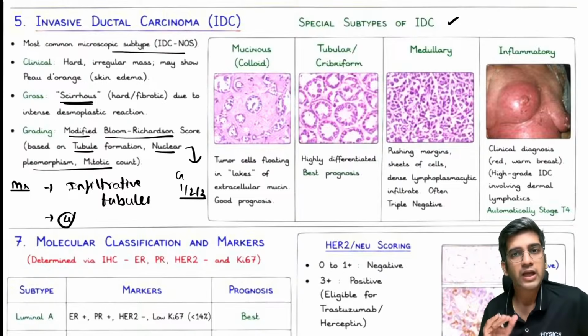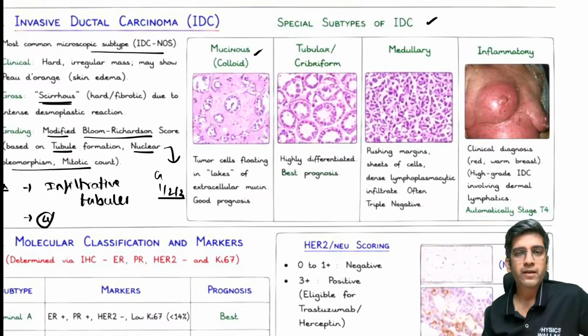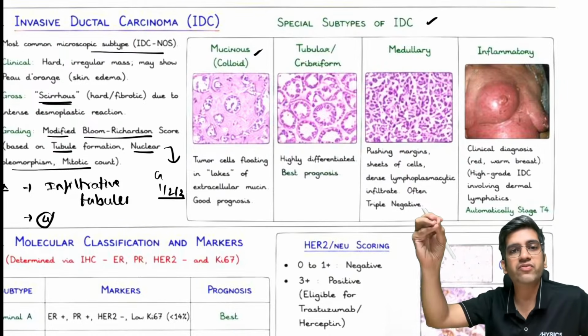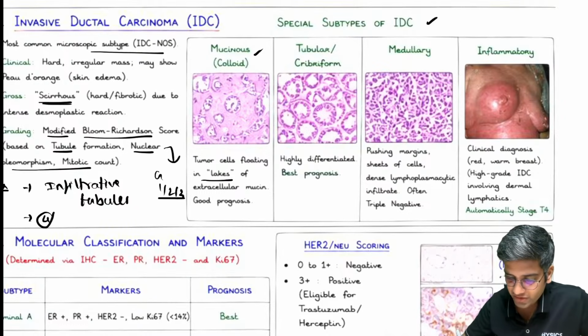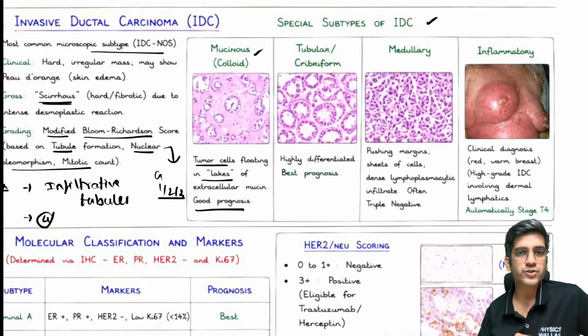No special type. I do have special types also. We have something called mucinous and colloid. Mucinous or colloid cancers will be full of mucin with very few tumor cells. It will be lakes of mucin with floating tumor cells. Very less tumor. Only mucin is more. Obviously, that's good prognosis. Tubular cancer, cribriform cancer.